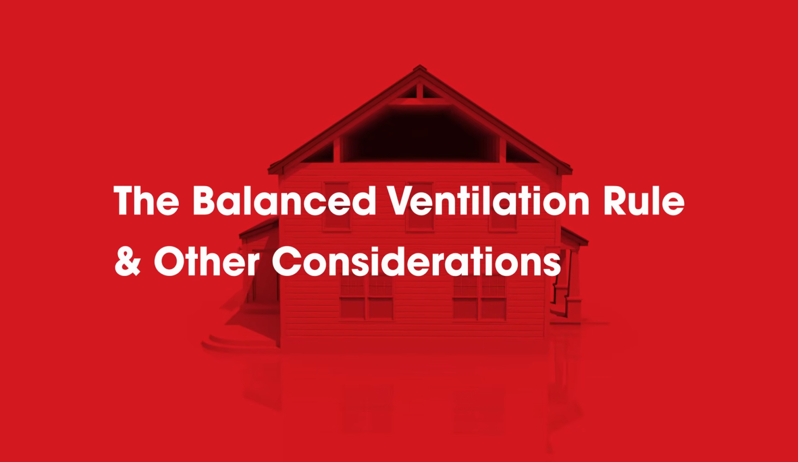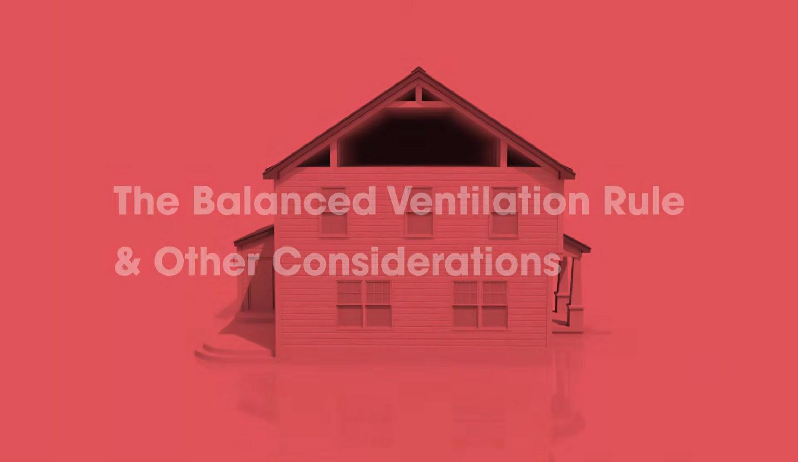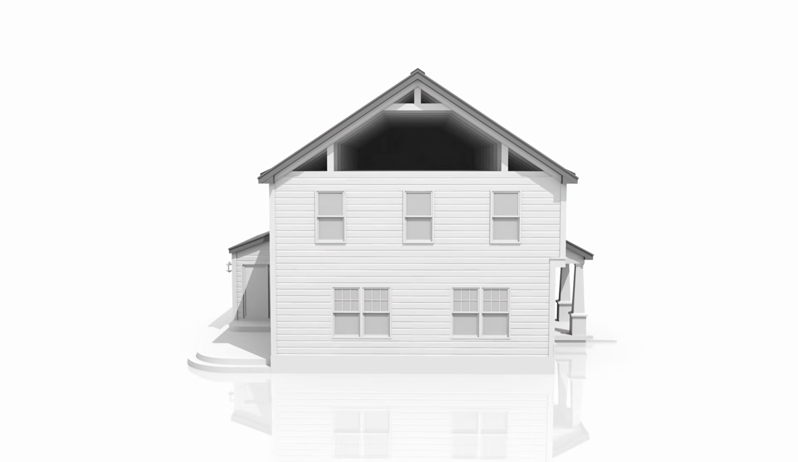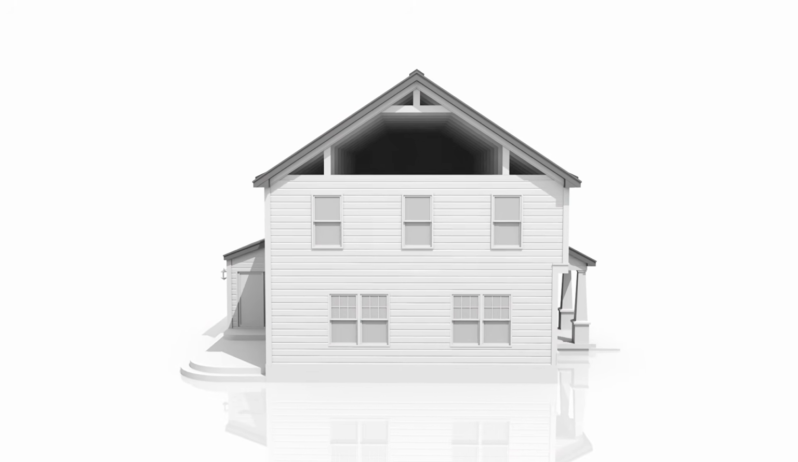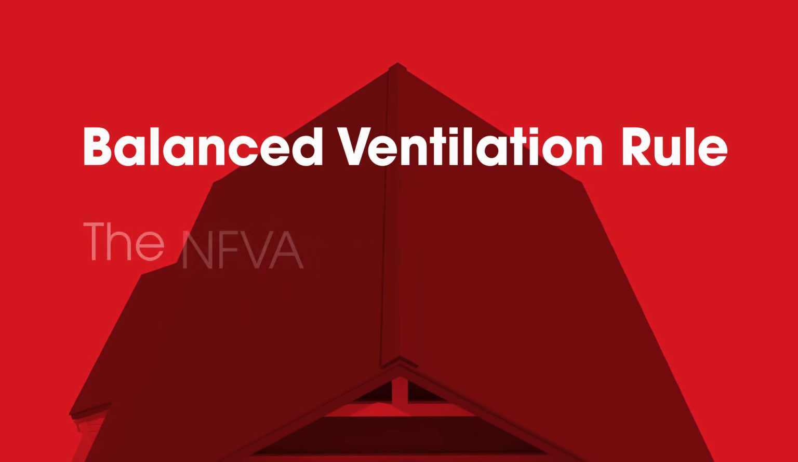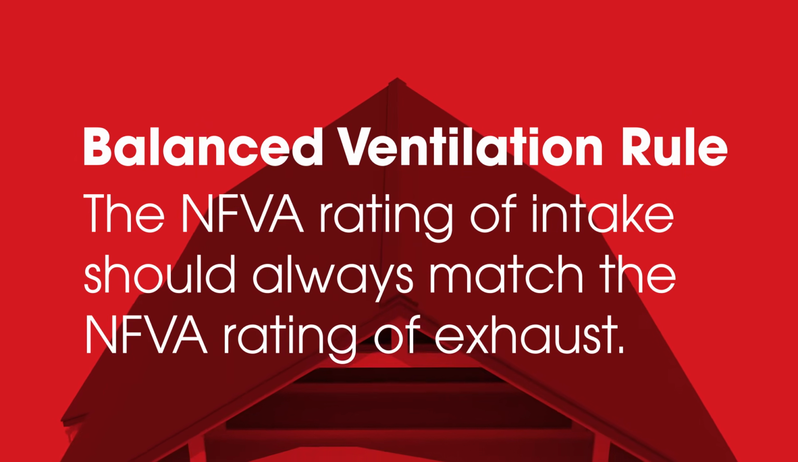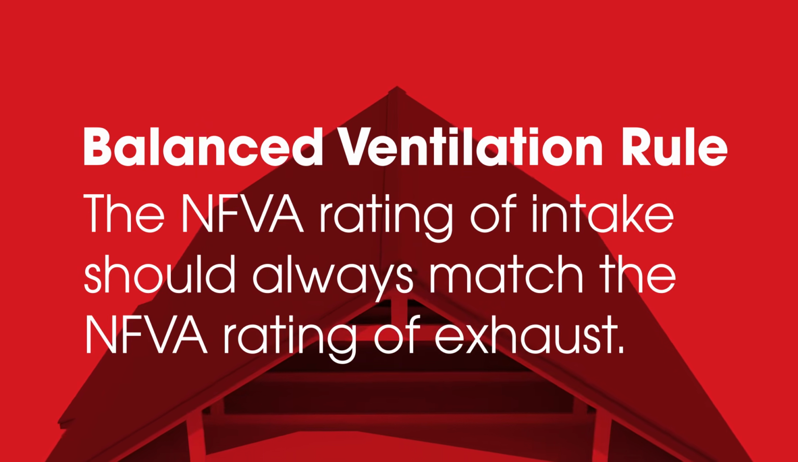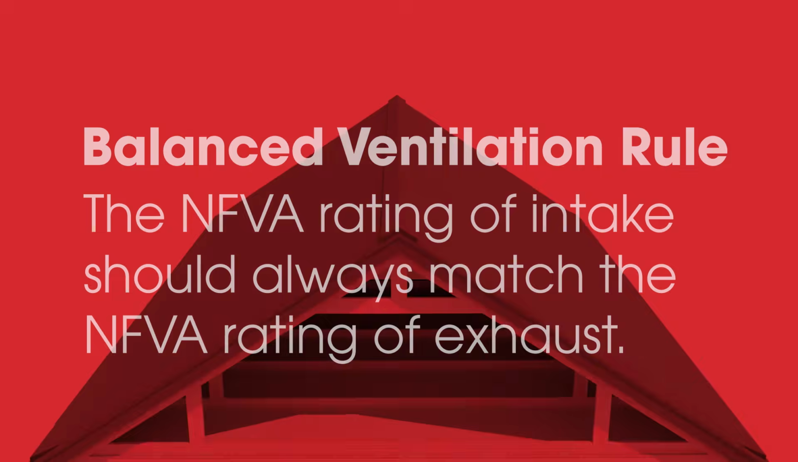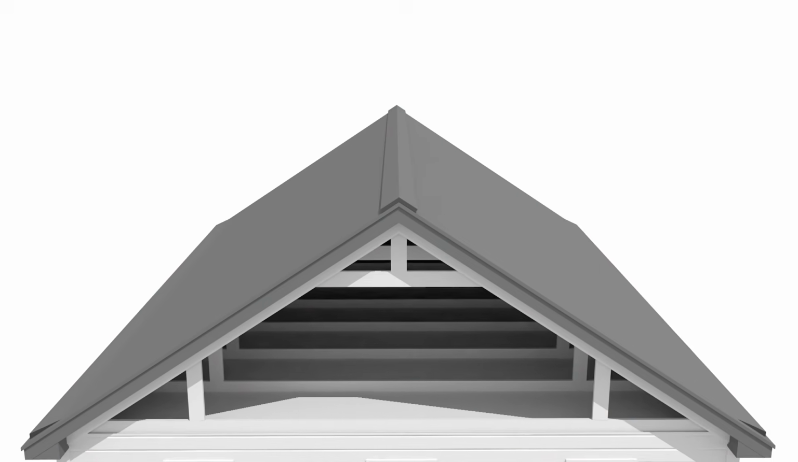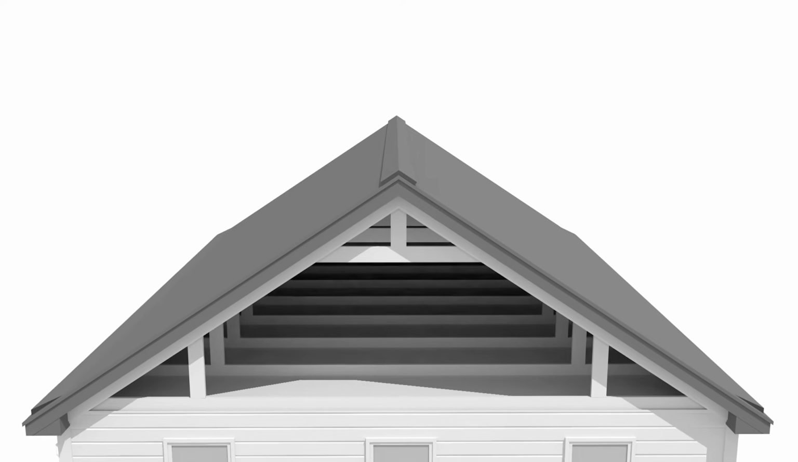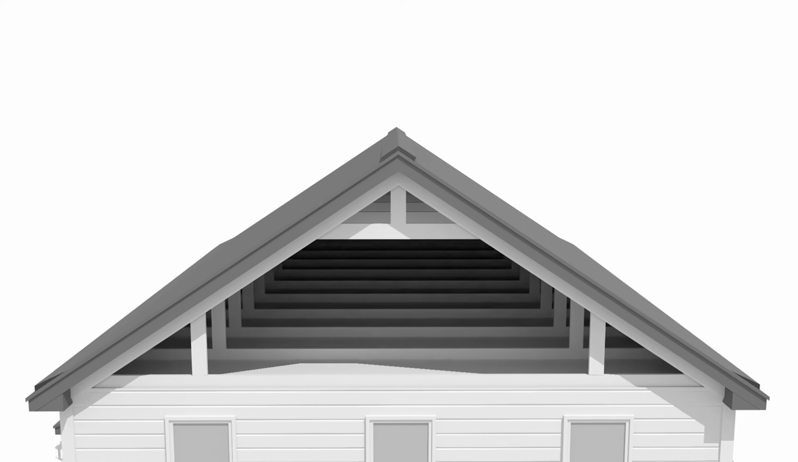The balanced ventilation rule and other considerations. Once you have picked your products and figured out how much of each you need, you should double-check that your selections comply with the balanced ventilation rule. The NFVA rating of intake should always match the NFVA rating of exhaust. This type of balanced system allows the 1 to 300 ventilation rule to be used. It seems simple, but any imbalance, especially when there's more exhaust, can make your system less effective.